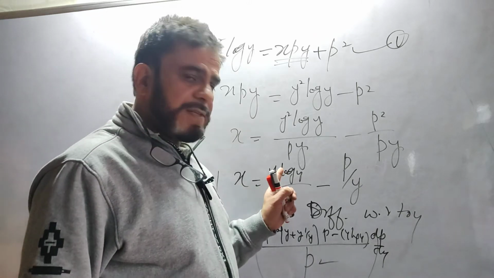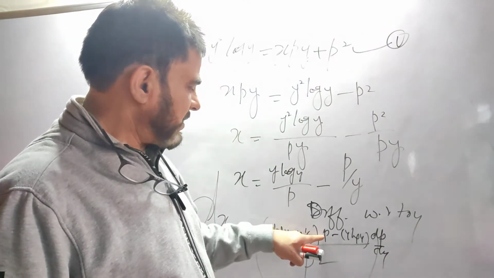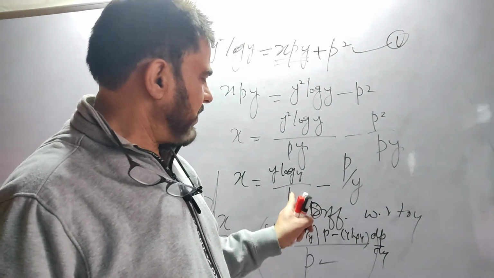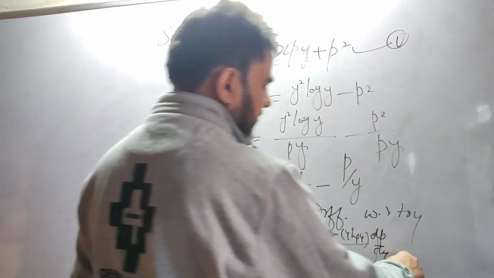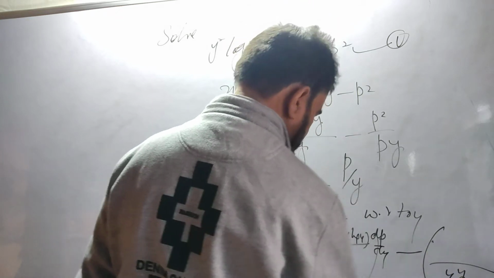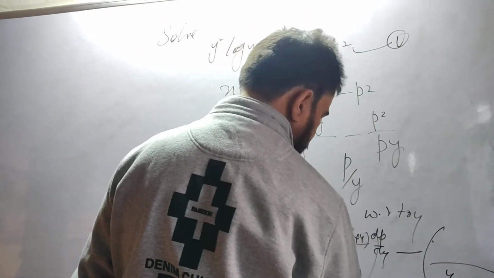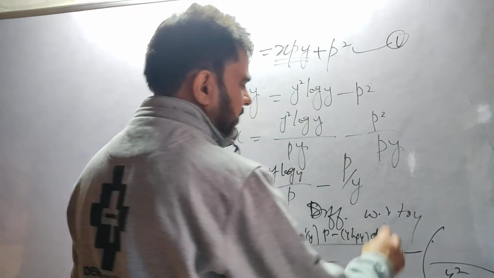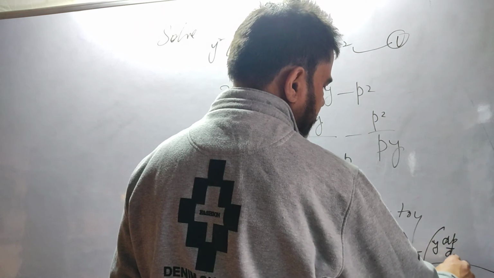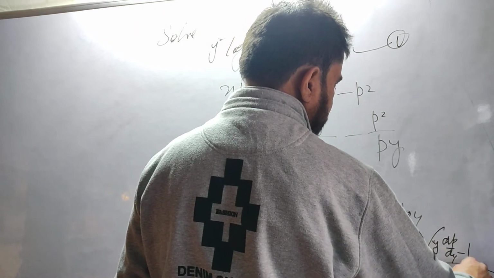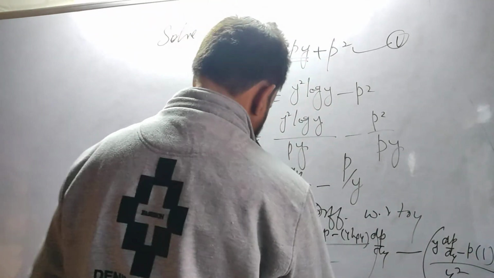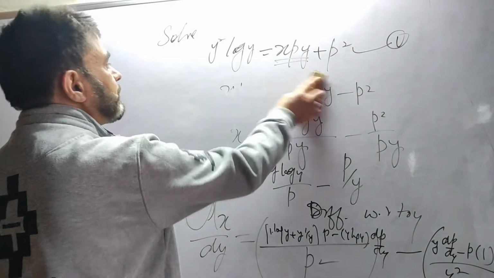I will again repeat this. I have to differentiate this, take this u by v form, denominator square, denominator as it is, derivative of numerator with respect to y is this, then minus numerator y log y, then derivative of p is dp by dy. Then minus, here you will write derivative of p by y, it is y square, derivative of this is y as it is, dp by dy, minus p as it is into derivative of y with respect to y is 1. So you have to now simplify this.